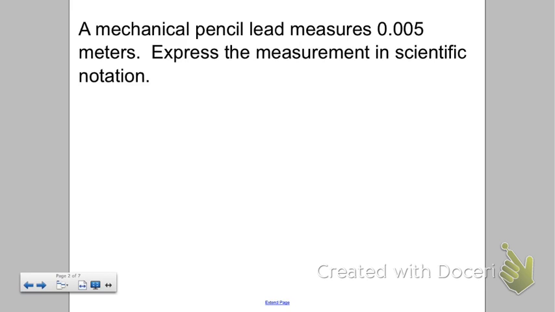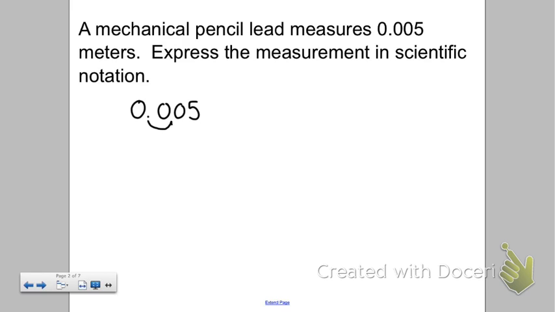The second question. A mechanical pencil lead measures 0.005 meters. Express the measurement in scientific notation. Again, in order for the number to be in scientific notation, the first factor has to be a number greater than or equal to 1 and less than 10. 0.005 is less than 10, but is not greater than or equal to 1. So I'm going to have to start by turning this into a number that is greater than or equal to 1 and less than 10.